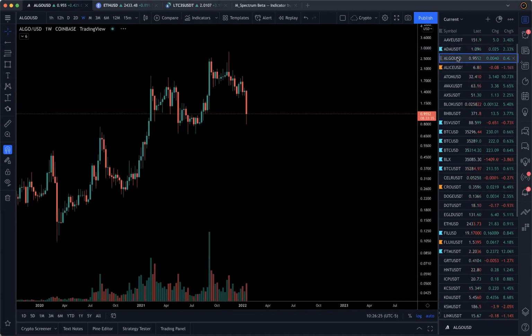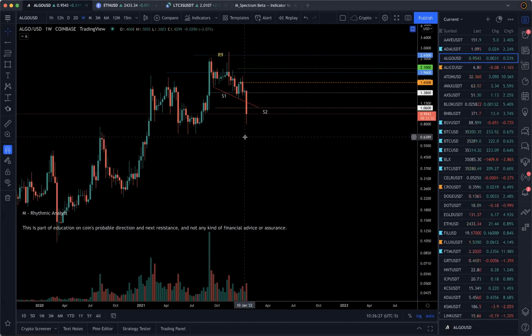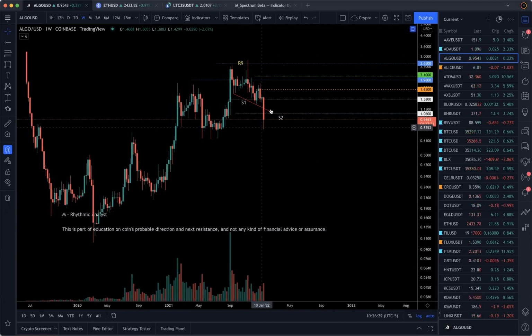Next is algo. So the algo on weekly broke the S2. So I could provide S3, but as I said, there are 40-50 coins. I would focus on the required level. So what I'll do is I'll calculate the required level once I see a bounce. Another thing is, I don't want to calculate the required level if it is too far.